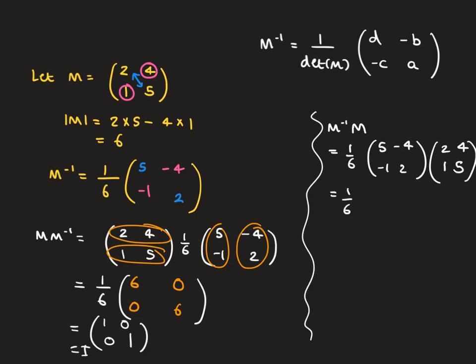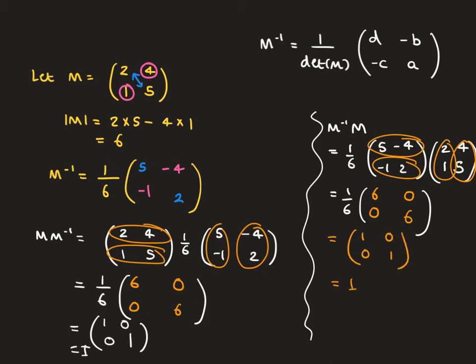Let's multiply these together. So again, let's work out what we need to multiply. So 5 times 2 is 10, plus 4 times negative 1, gives 6. 5 times 4, 20, minus 4 times 5, 20, gives us 0. Negative 1 times 2 plus 2 times 1 is 0. Negative 1 times 4 plus 2 times 5, 10, gives me 6. And again, we have 1, 0, 0, 1, the identity matrix. So this illustrates our result.